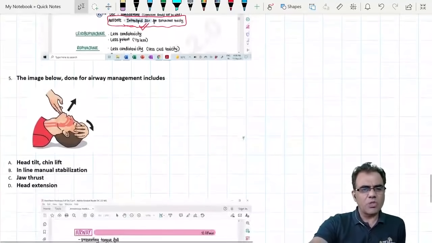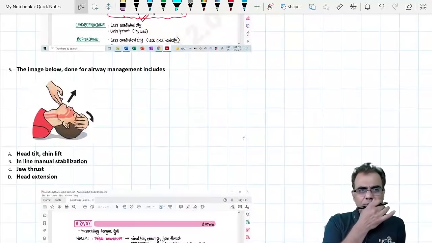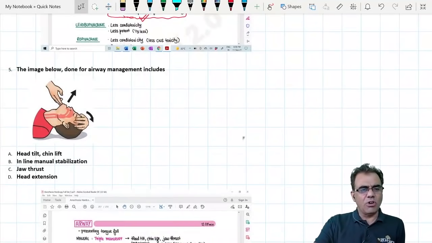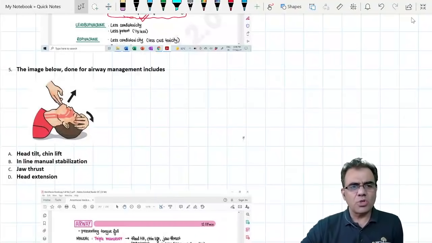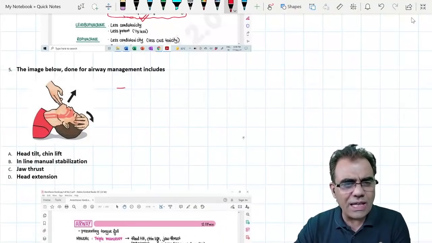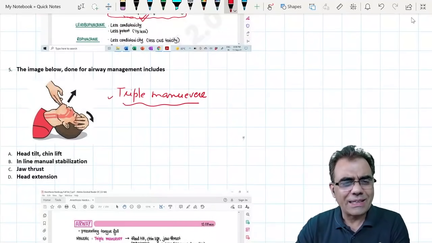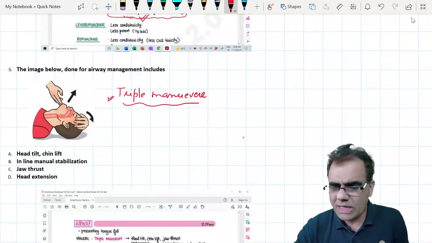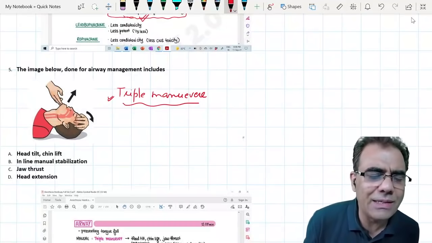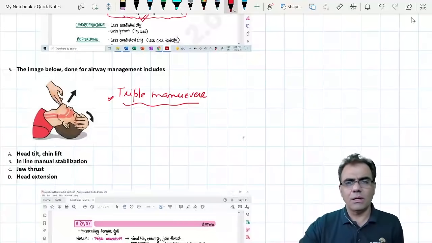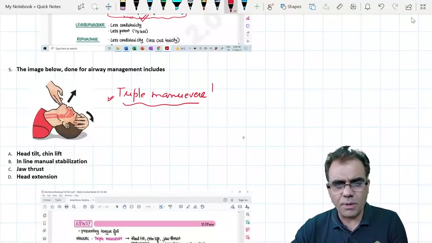Then one image based question was also there. The image below done for airway management includes head tilt, chin lift, inline manual stabilization, jaw thrust, head extension. So this is clearly a part of the triple maneuver. The triple maneuver is done to prevent the tongue fall, or you can say opening of the airway, and this requires the parts of the triple maneuver, the first being head tilt.